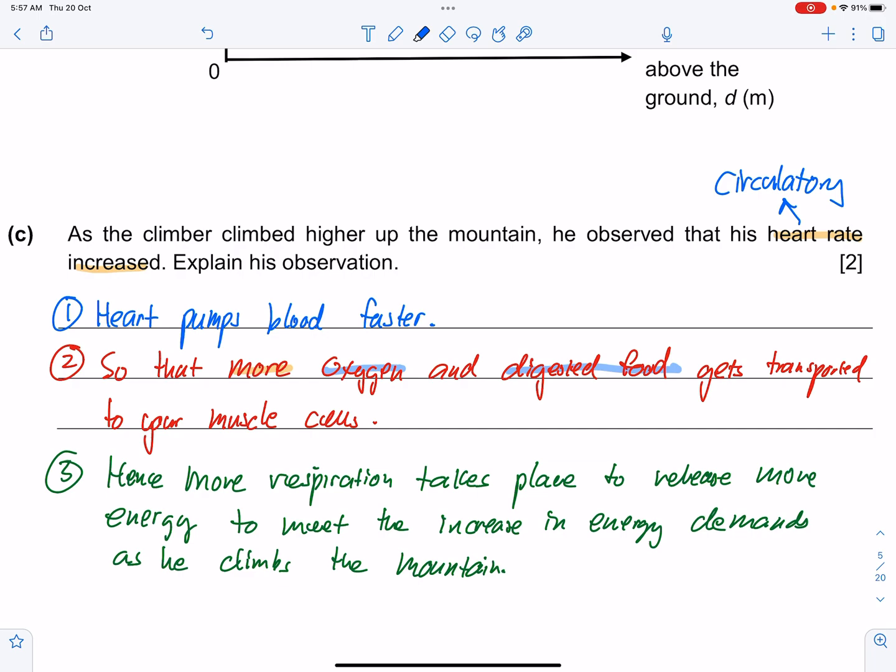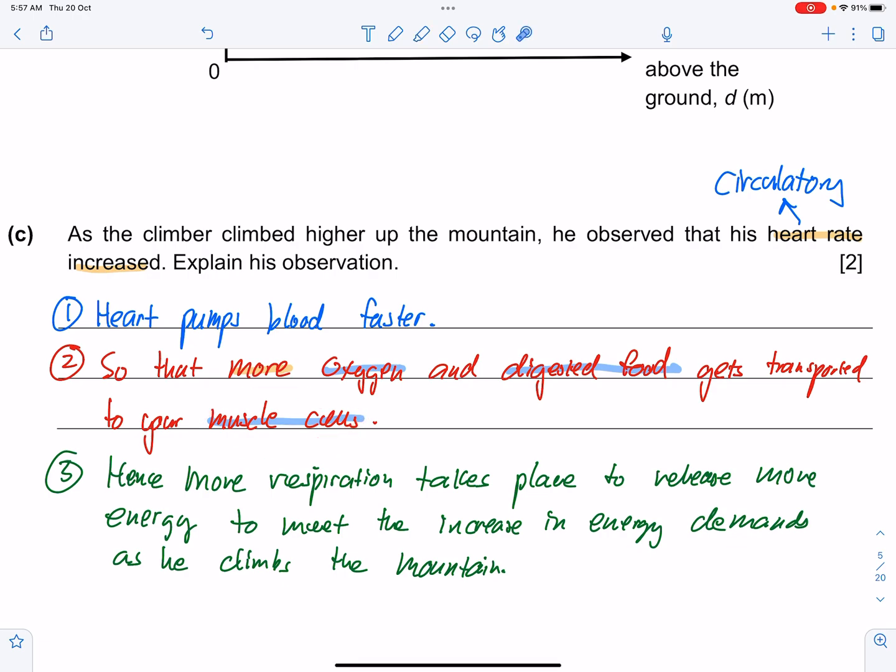So you have to put them together. And then why is it transported to your muscle cell? Because you are exercising. So the part that needs more would be your muscle cells. Not so much your brains, not so much your organs, but your muscle cells. This is actually a very high order answer.